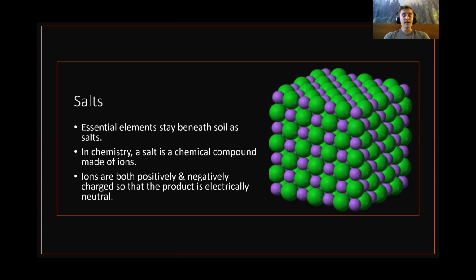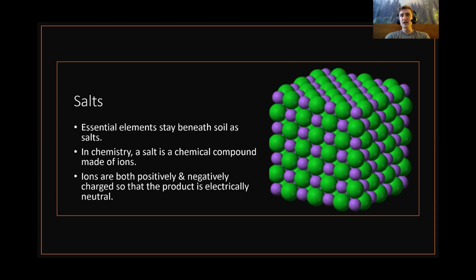In chemistry, a salt is any chemical compound that is made of ions. Oftentimes, we think that salt is bad for the soil. Salt will hurt your plants. And in that circumstance, we're talking about table salt or salty water, like ocean water. And really, what we're discussing there is sodium chloride, NaCl.